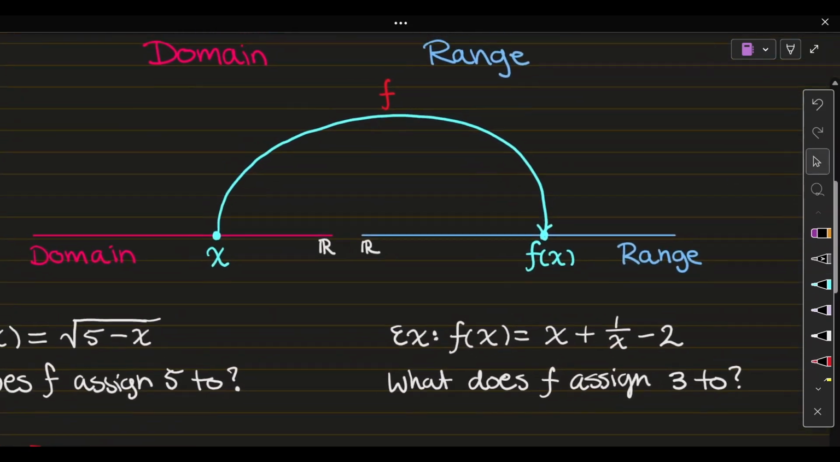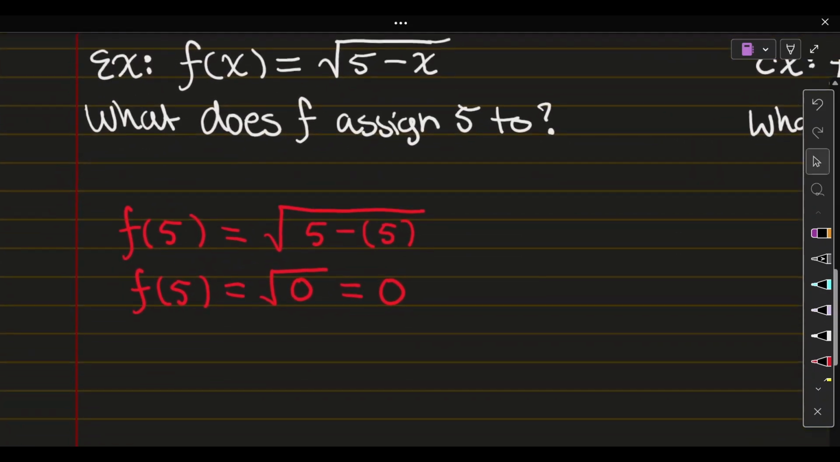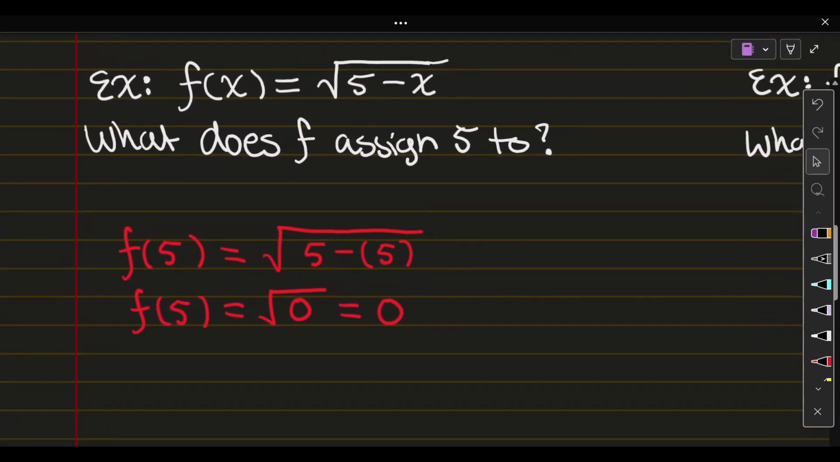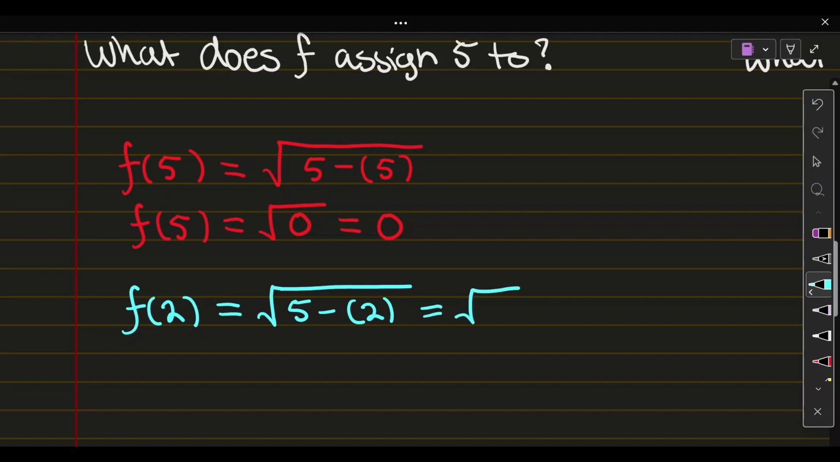So if this is our picture of f, then if this was 5, f assigns 5 to 0 on the number line. Okay? Now let's think about another number here. Let's say f of 2, right? What does f assign to 2? So f of 2 is going to equal the square root of 5 minus 2. I just plug in 2 for x. So that is going to be the square root of 3. 5 minus 2 is 3. So f of 2 is the square root of 3.